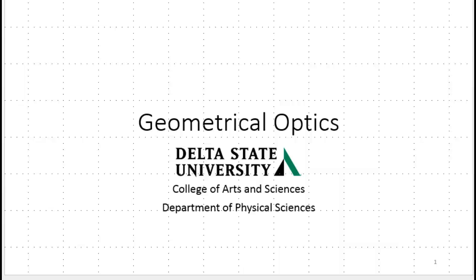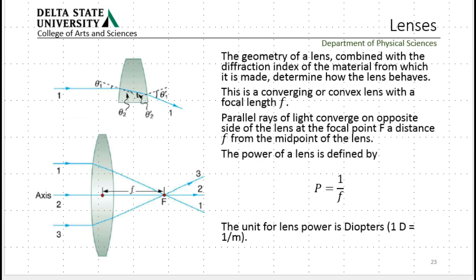Welcome to part 3 of geometrical optics. At this point we're going to start looking at lenses. A lens is a piece of material, usually glass or plexiglass, that's been shaped and has an index of refraction that allows us to focus light. What we have here is a converging lens or convex lens with a focal length of f.